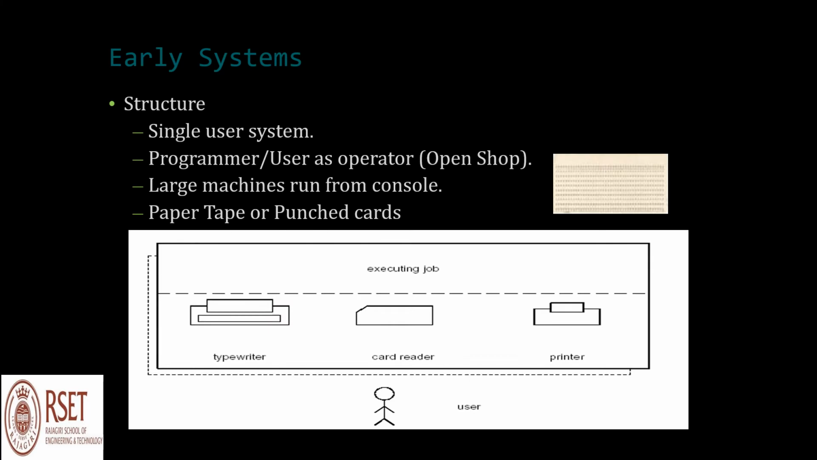Early system was a single user system where the programmers or the users acted as operators, and they made use of punched cards, and large machines were run from console. Here you can see a picture depicting a single user system, and on the topmost right side you can see a punch card.